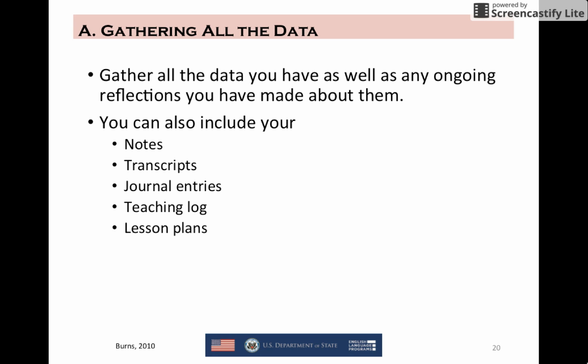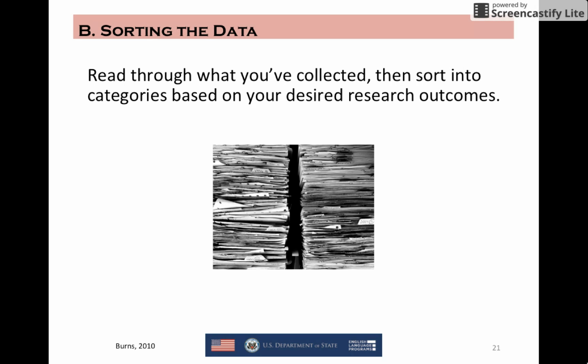We'll start with gathering all the data. In Module 3, you completed a data collection plan where you outlined some of the data collection types you'll use in your action research. Collect all these together. You can also include your notes, transcripts, journal entries, teaching log, lesson plans, or any other information you think will be helpful in analyzing your data. Next, you're going to want to sort through the data. In order to do this, you need to read through what you've collected and then sort your data into categories based on your desired research outcomes.